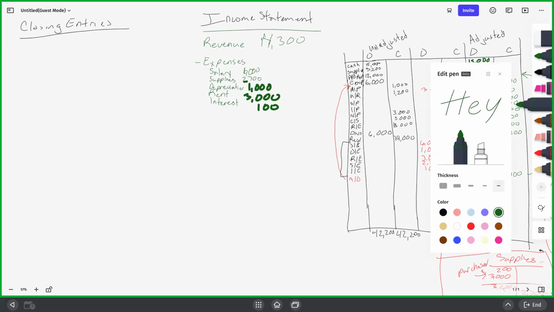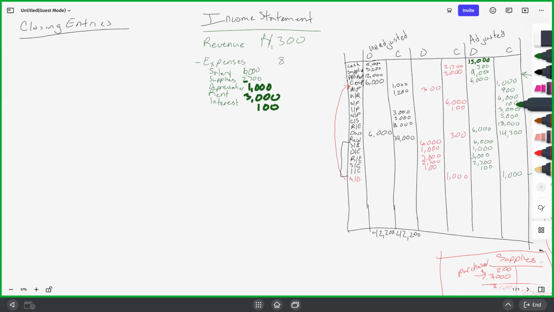So we got all these added up. The expenses are 12,800. So we subtract from 14,300. Revenue is 14,300 minus 12,800. What was that net income? 1,500.